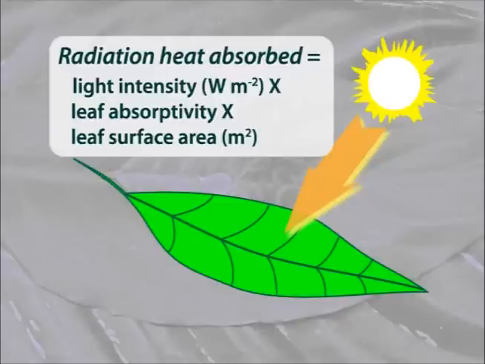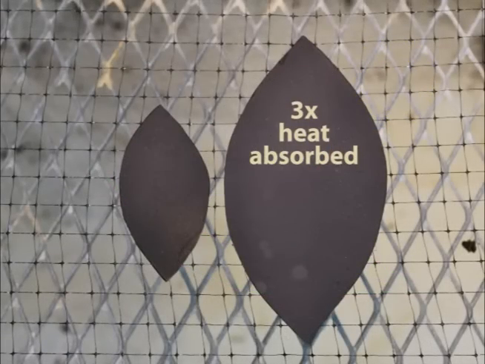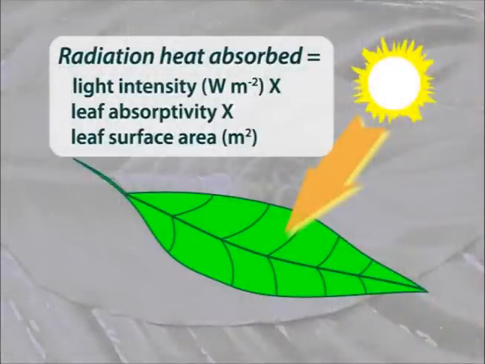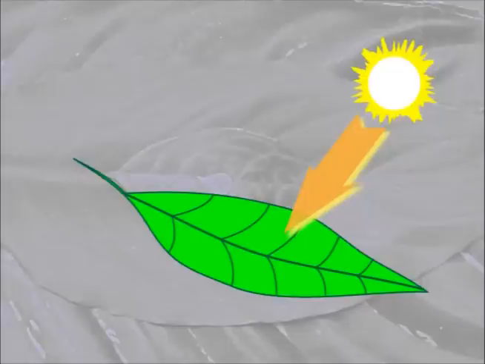We've already dealt with this one. The greater the leaf surface area, the more heat it will absorb. Our large leaf model has 3 times the surface area, so all other things being equal, it should absorb about 3 times the heat that the small leaf model does. So what's the problem?